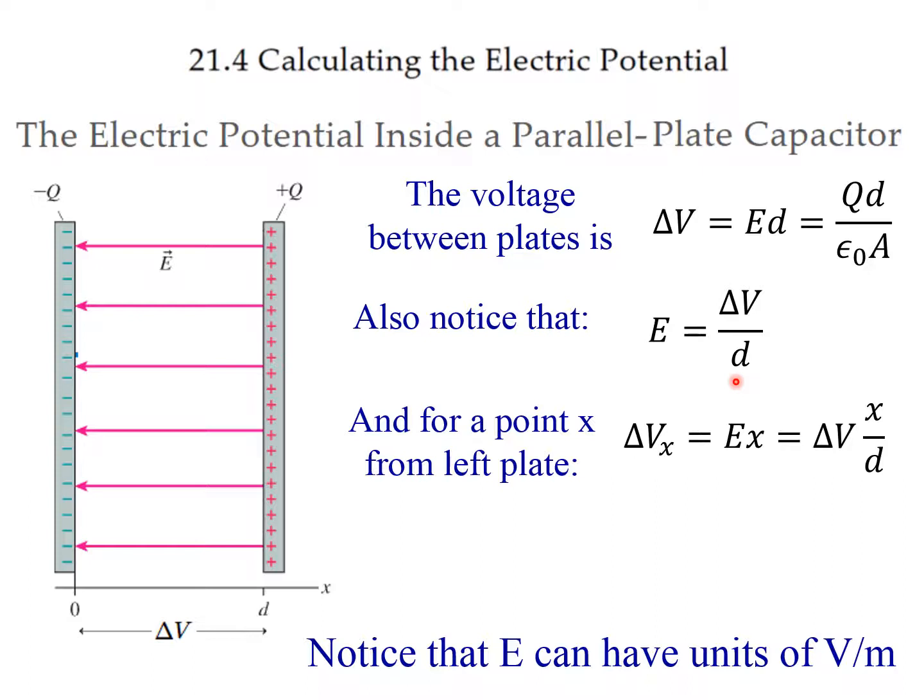And this is telling us that E, which we used to measure in terms of newtons per coulomb, we can now measure also in terms of volts per meter. So if you do all the simplifications, you will find out that volts per meter equals newtons per coulomb.